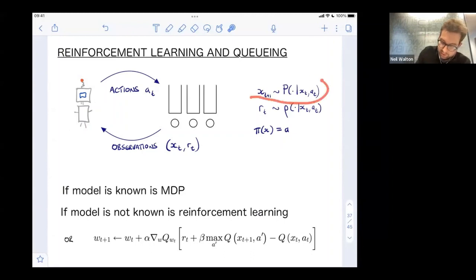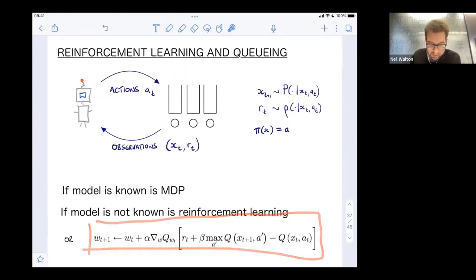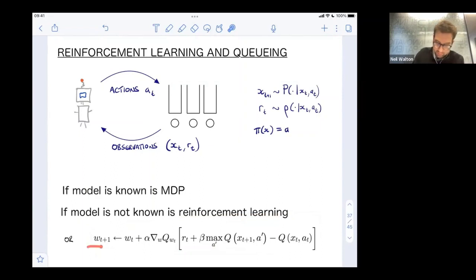When the distribution of the dynamics of the system is known and the rewards are known, then this is called a Markov decision process. But if these distributions are not known, then they need to be estimated in some way, either explicitly or implicitly. And that area is the area of reinforcement learning. Okay, so it's an example of an algorithm there. This is sometimes called linear queue learning. Okay.